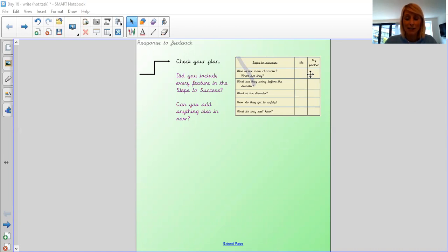The steps to success are on the notebook here to help you. So have a look. Did you manage to include every feature in the steps to success? Have a look at that. And is there anything else you need to add in now? So perhaps you didn't manage to say what your natural disaster was going to be and you need to add a bit more detail now. Or perhaps you didn't talk about what your character was hearing, so you need to add that in now, okay?